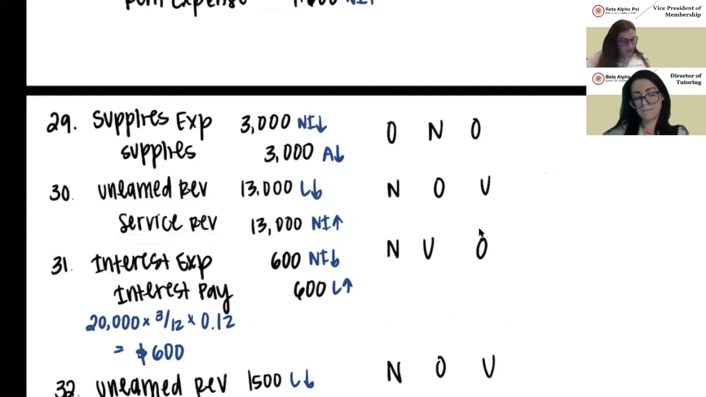So it should have been a debit to unearned revenue and a credit to service revenue. The debit to unearned revenue is going to lower that liability because we don't have it anymore. We've now earned it. And the credit to service revenue is going to increase our net income. So neither of these accounts affect our assets, so there's no effect on our assets. Liabilities should have been decreased, but they hadn't been yet. So our liabilities are overstated and our net income was never increased. So our net income is understated. And that is 21 through 30.